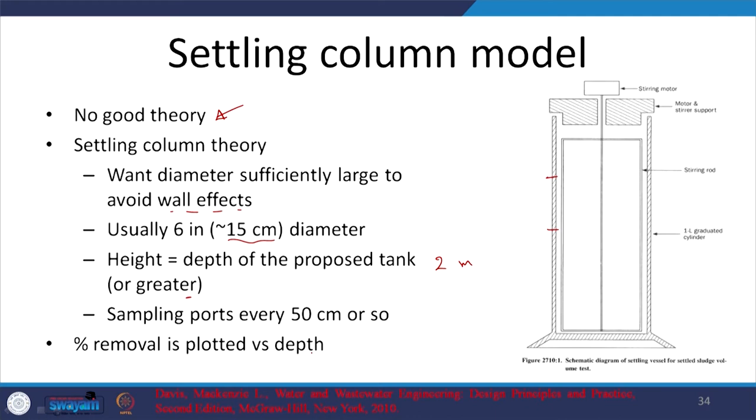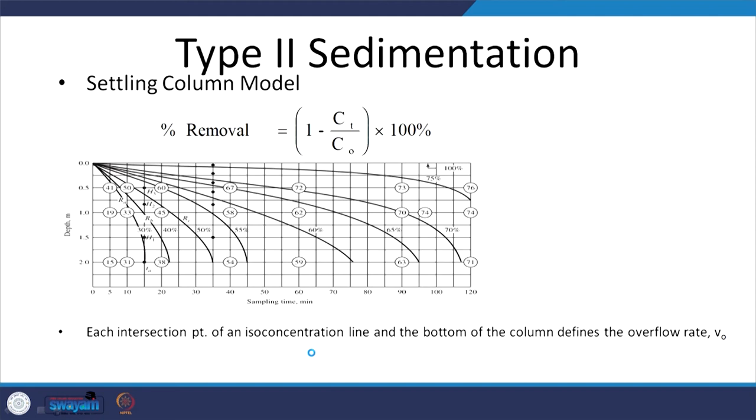And how am I going to plot it? Here I have the different depths. This is my vessel, or my model, and I have sampling ports at different depths. I am going to calculate the percentage removal as Ct by C naught, the concentration remaining at time t over the initial concentration. Percentage removal will be 1 minus Ct by C naught, into 100.